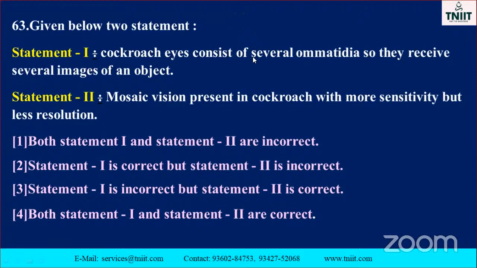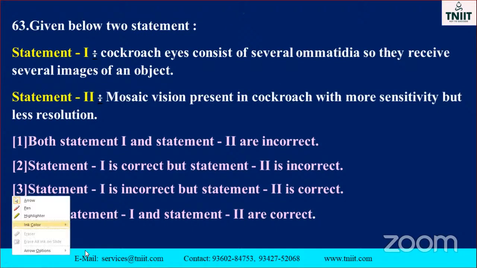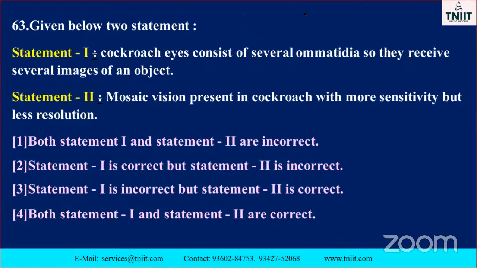The first statement: cockroach eyes consist of several ommatidia. Just imagine, I already told you, hexagonal-shaped ommatidia are present in several numbers. The structure will be like this. Just see the eye. In the diagram, each one consists of an ommatidium. So they receive several images of objects. Each ommatidium receives a different image. That's why I told you mosaic vision. So both reasons are correct. The ommatidia give a mosaic vision.